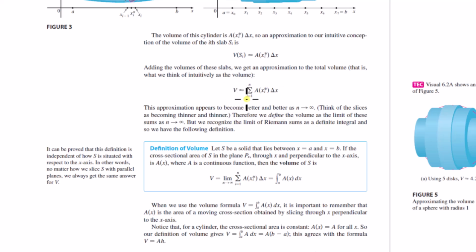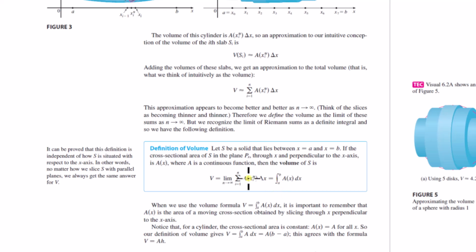So writing that in integral notation, here we go. Here's the definition of volume. Let S be a solid that lies between x equals a and x equals b. If the cross-sectional area of S in the plane P through x and perpendicular to the x-axis, it has to be perpendicular to the independent variable axis, is A of x, where A is a continuous function, then the volume of S is the limit as n approaches infinity of this Riemann sum. All right, so we can convert this to an integral. This infinite sum converts to this elongated S symbol.